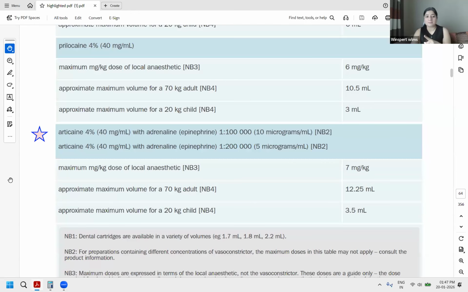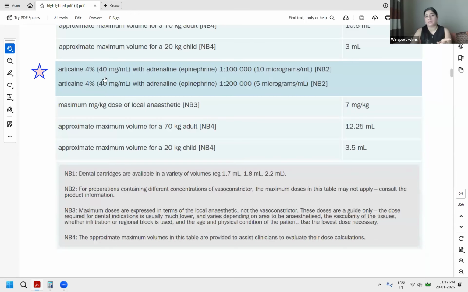Prilo 4% is 6 milligram per kg. Articaine is important, I would say, because now it is becoming a popular agent. With lignocaine, know the RT formula. So RT 4% you will divide by 40, but you will multiply the weight by 7. So it's same as the lignocaine, 7 milligram per kg, but the division factor will be 40 rather than 20 because it's a 4% solution, not a 2% solution.